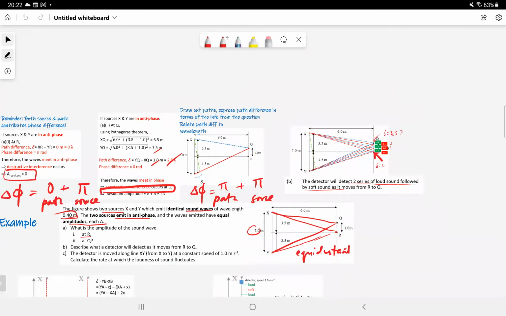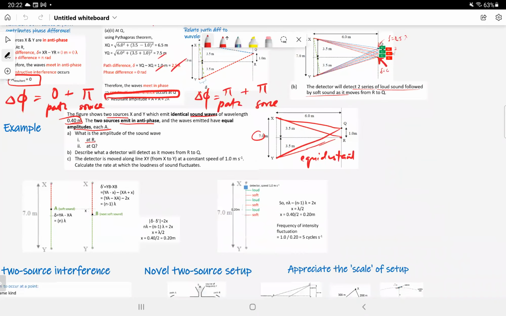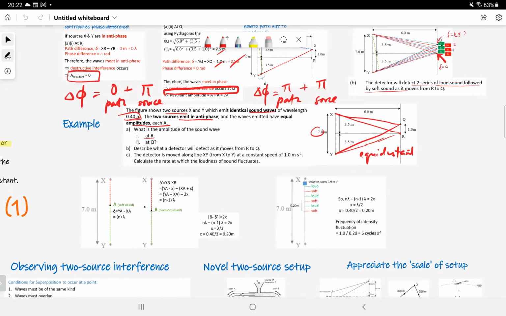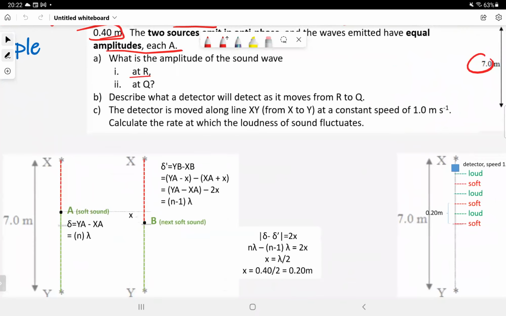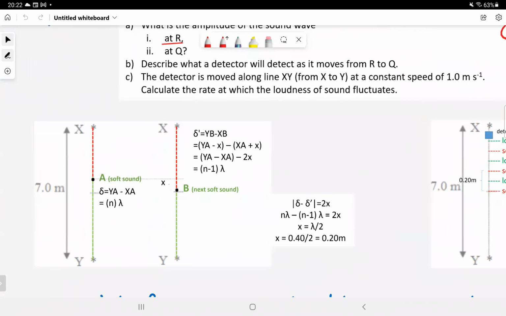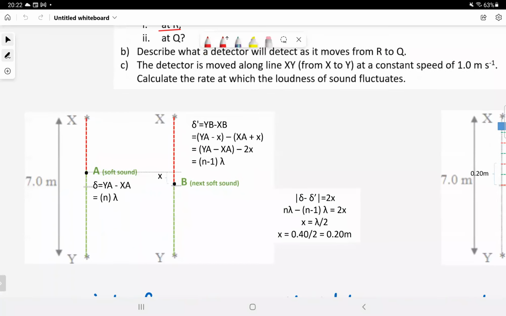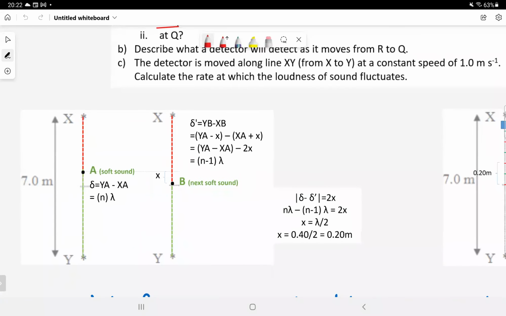Next up, that is not the only way that you can move the detector. You can also move the detector along X and Y. So that's part C. Suppose the detector is moved from X to Y at a constant speed of 1.0. Calculate the rate at which the loudness fluctuates.